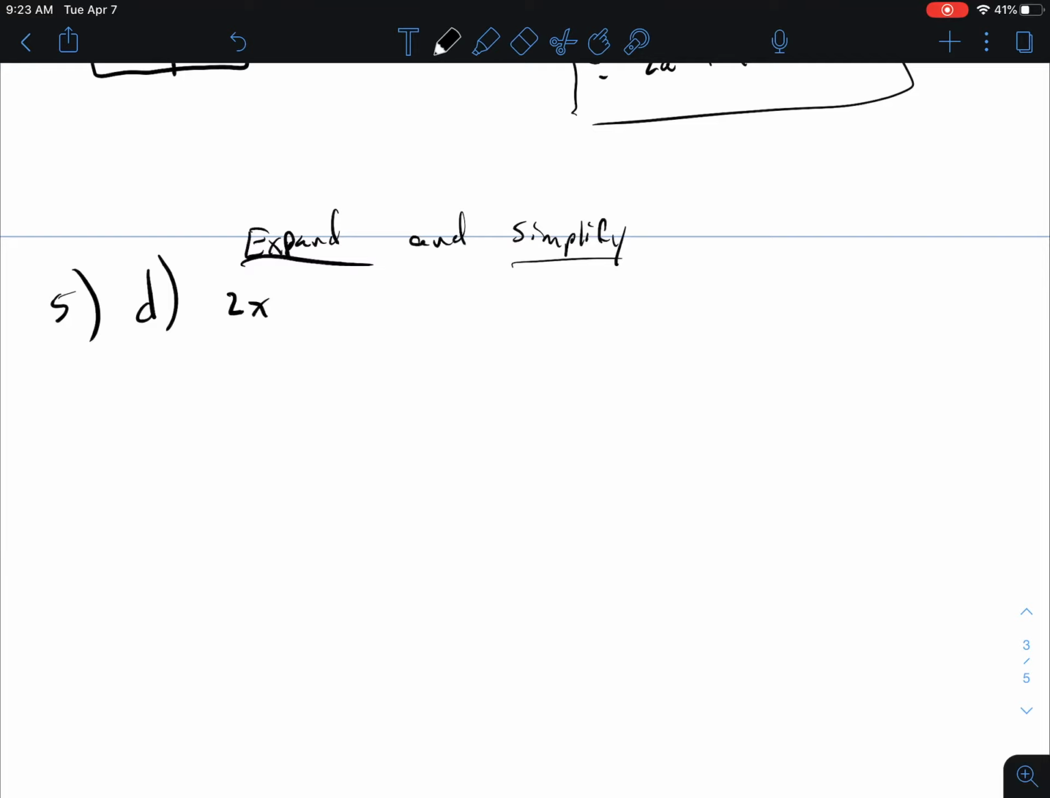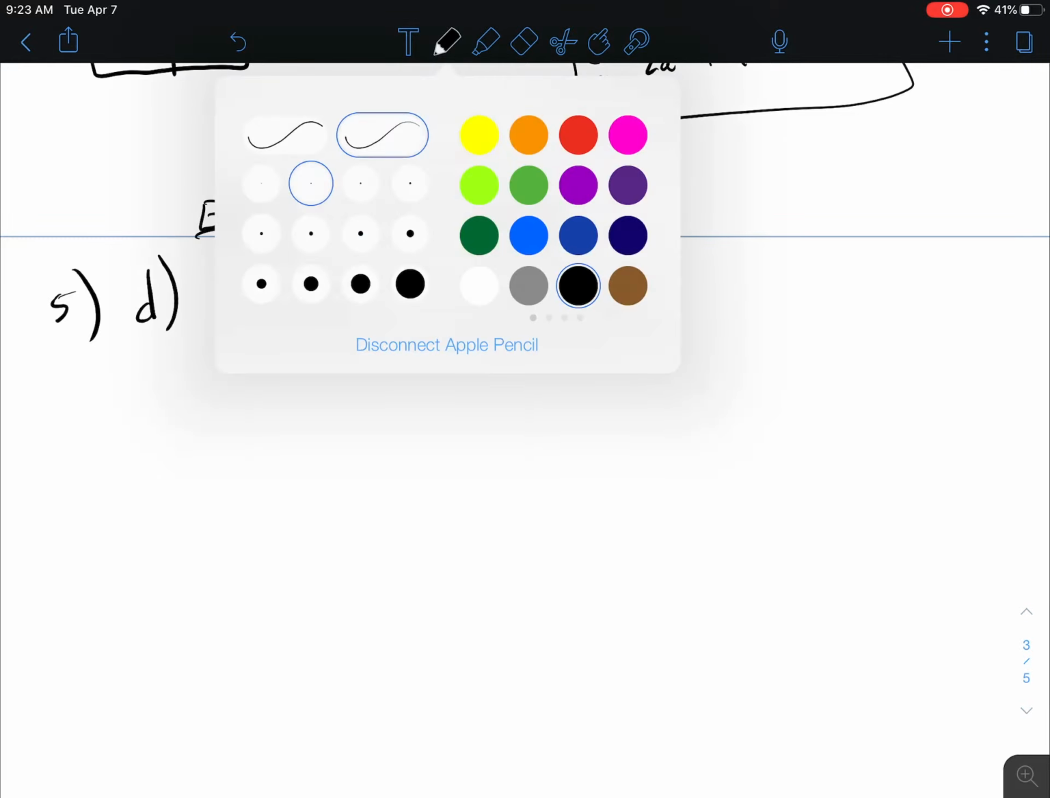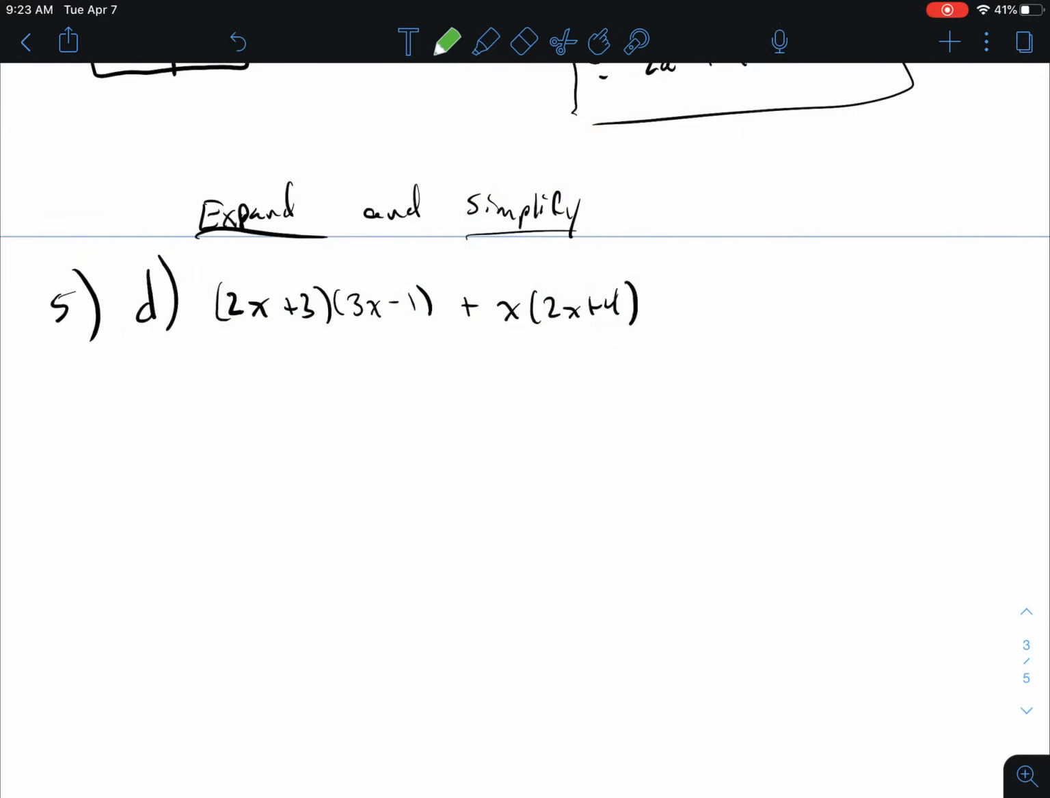So again, you have 2x plus 3 multiplied against 3x minus 1 plus x. I'm just going to move this up. You'll see here the reason why I'm using distribution is this might go a little bit faster than having 2 tables. Okay, so what I'll do here is FOIL.